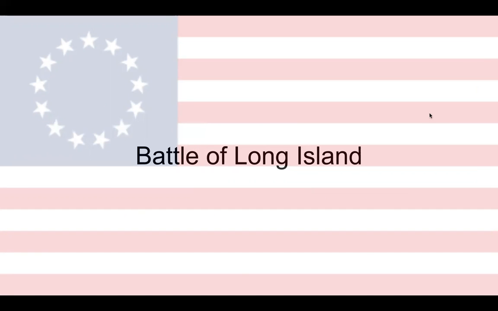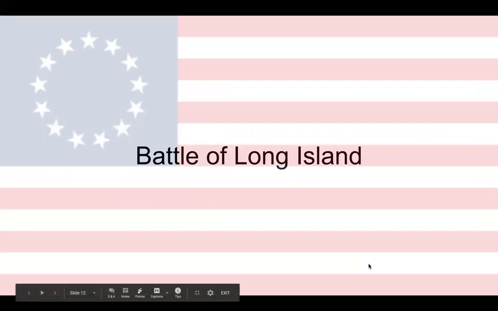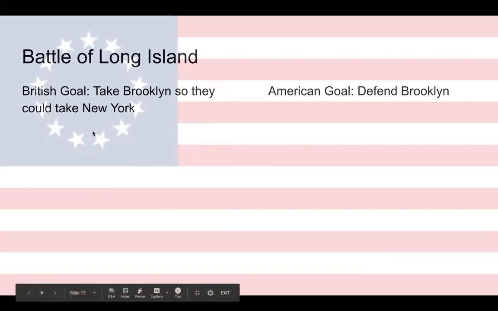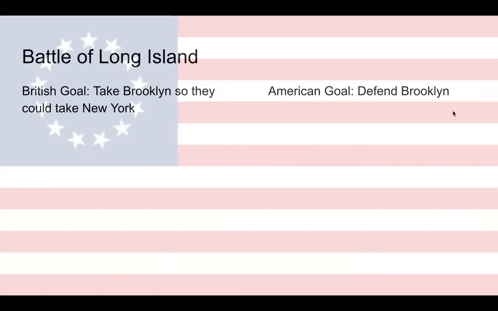So the Battle of Long Island is the next battle. So the British won the Battle of Bunker Hill. The Battle of Long Island is now after the Declaration of Independence is signed. And this battle is led by a man named George Washington. And the British goal here is to take over Brooklyn so they can take over New York City. And the American goal is to defend Brooklyn from the British so New York City isn't surrounded by the British.